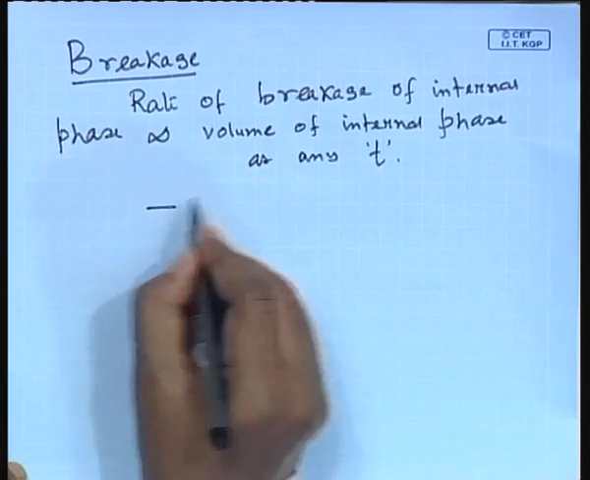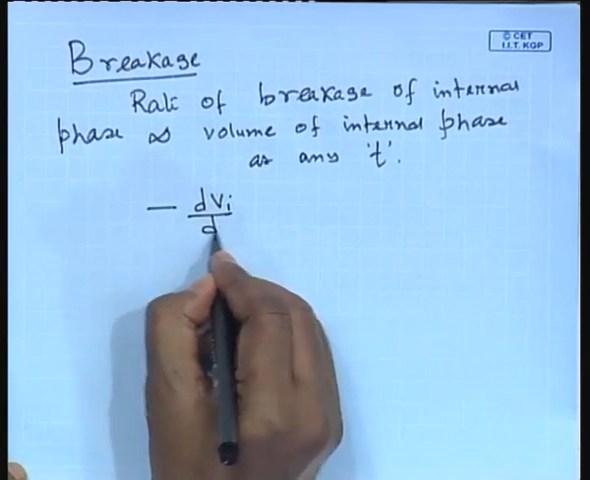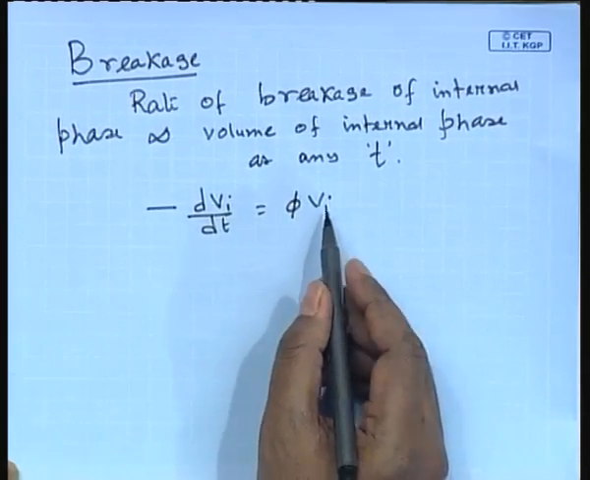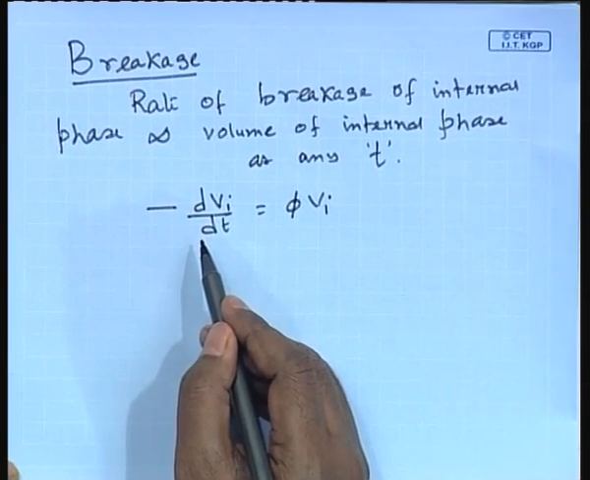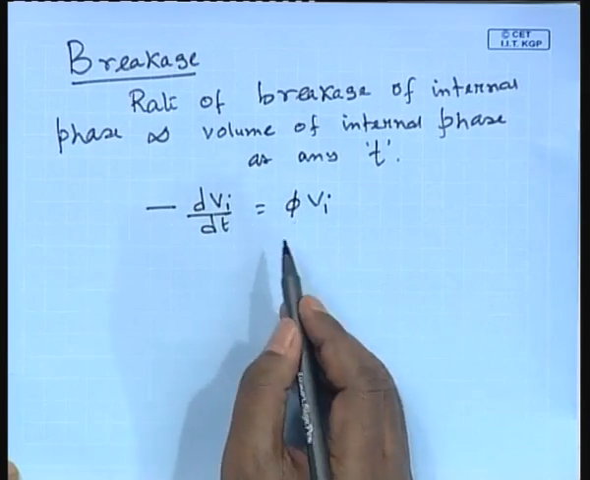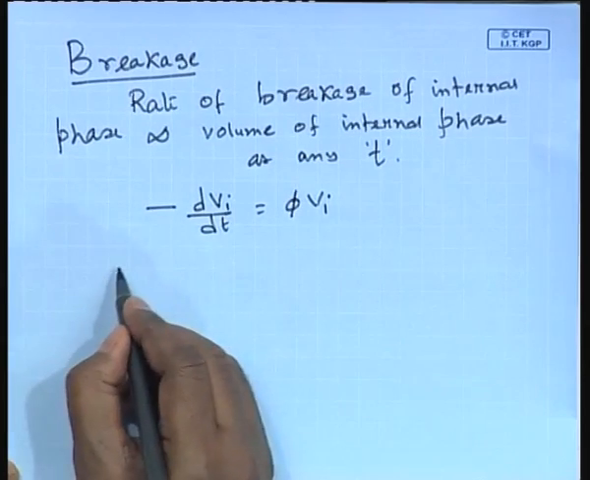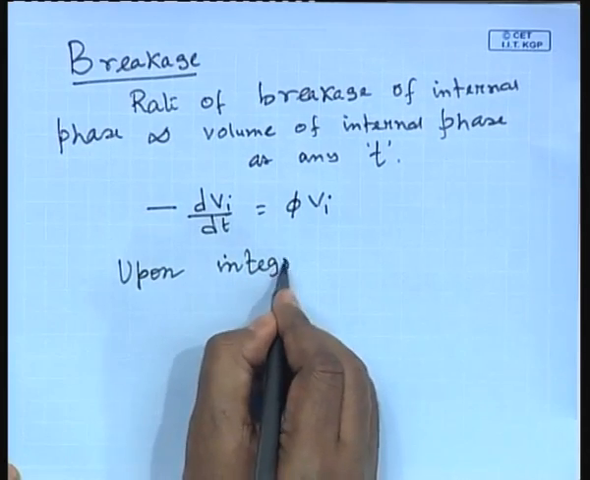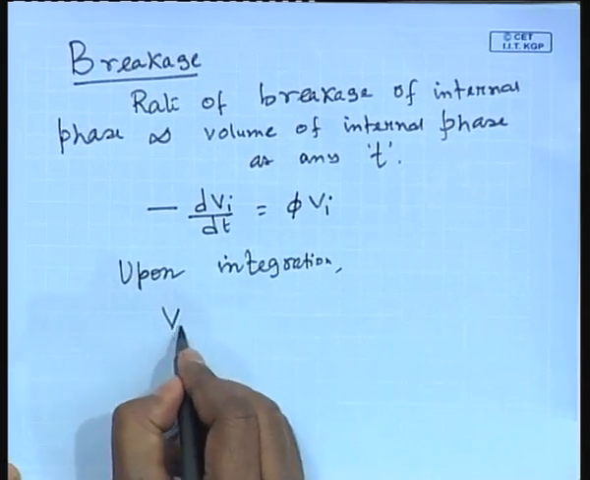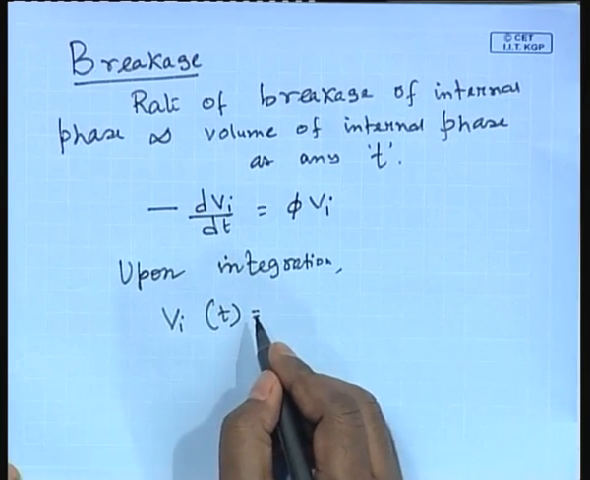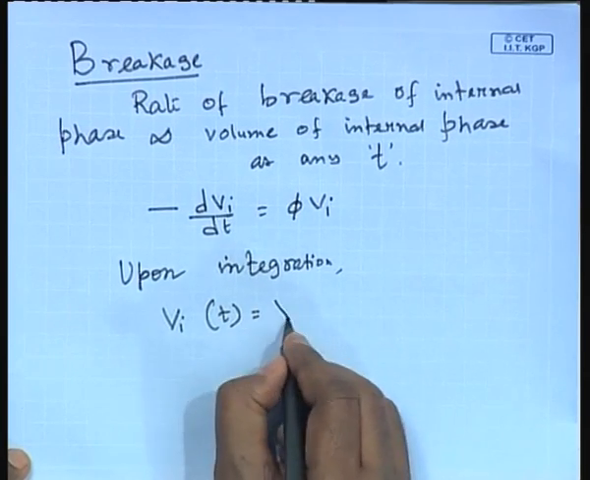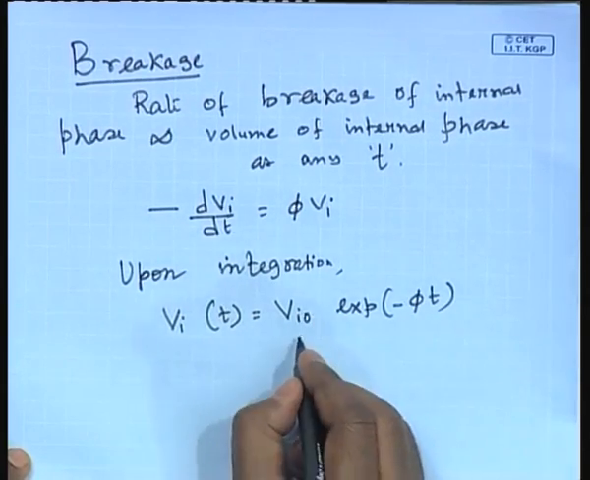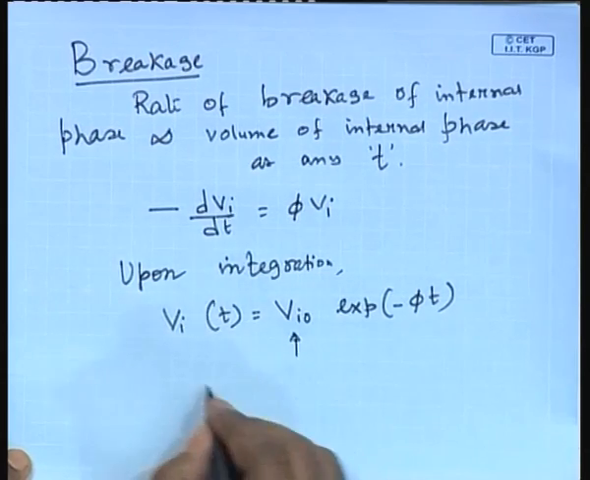So, this is mathematically written as minus dVi/dt is equal to phi times Vi. Vi is the volume of the internal phase, and minus dVi/dt is the rate of decrease of the internal phase with a proportional constant phi. So, you can integrate this out. Upon integration, you will get the expression of volume of internal phase at any point of time as V_I0 exponential minus phi t. V_I0 is the initial volume of the internal phase.